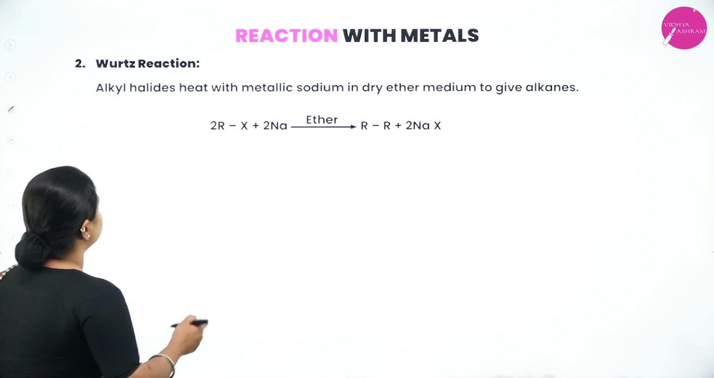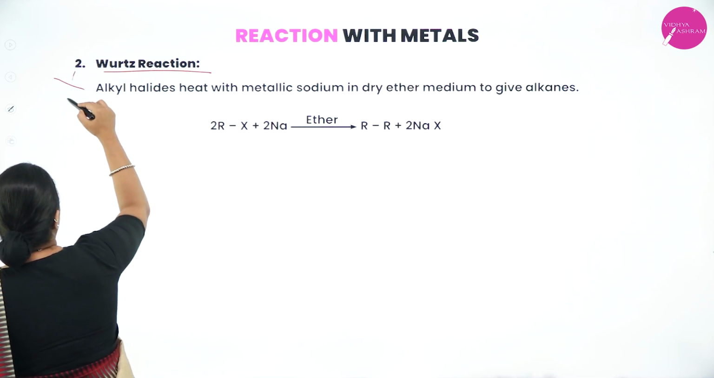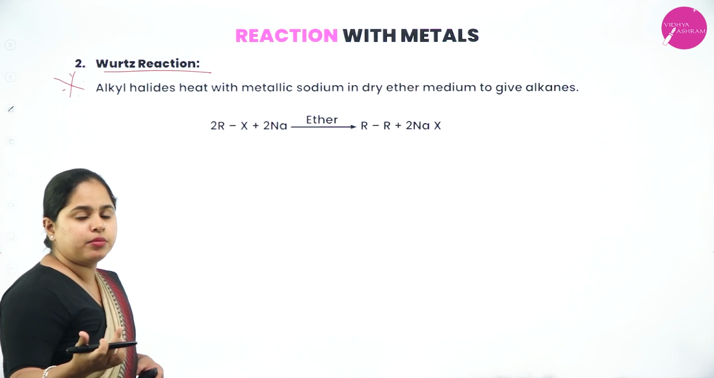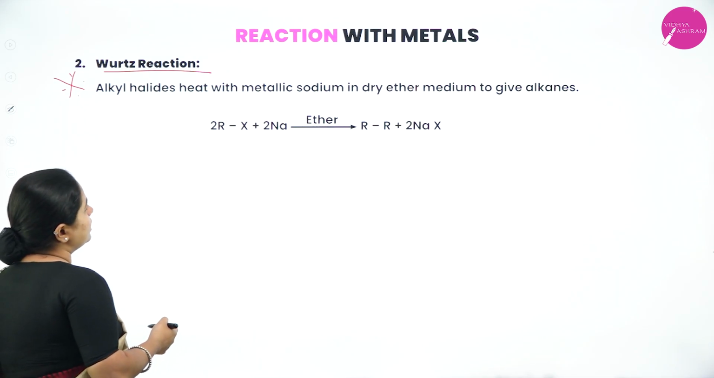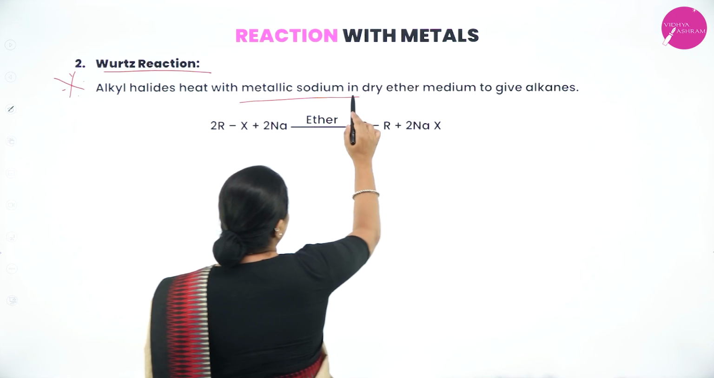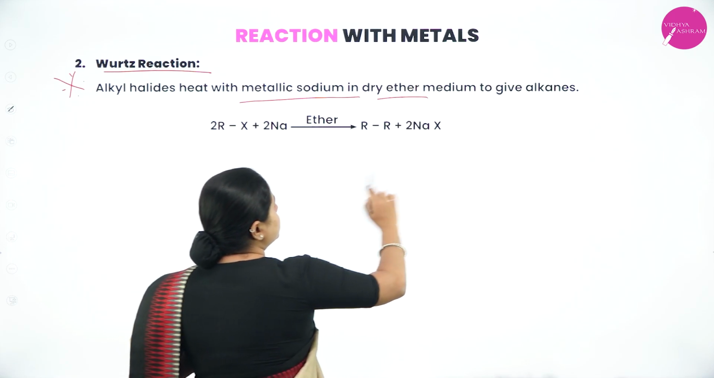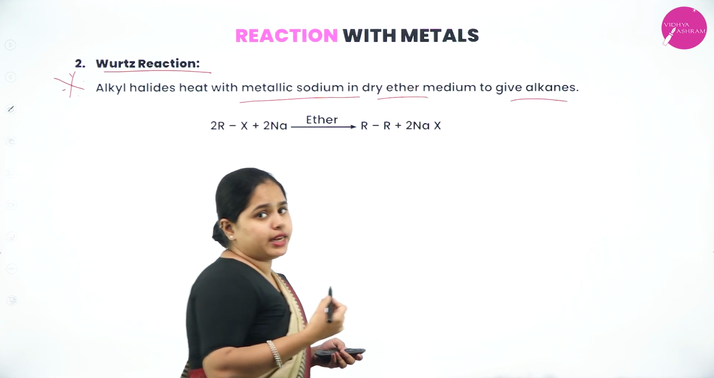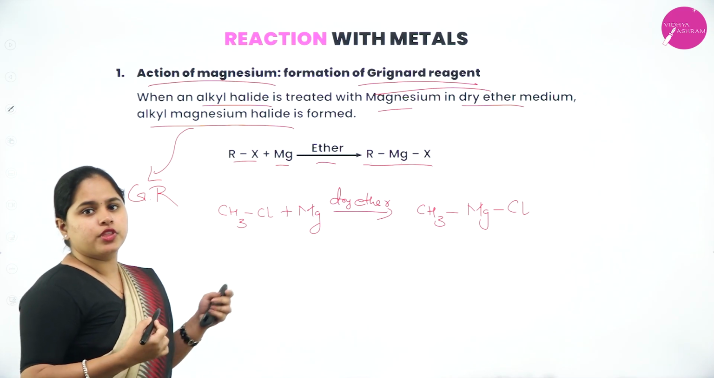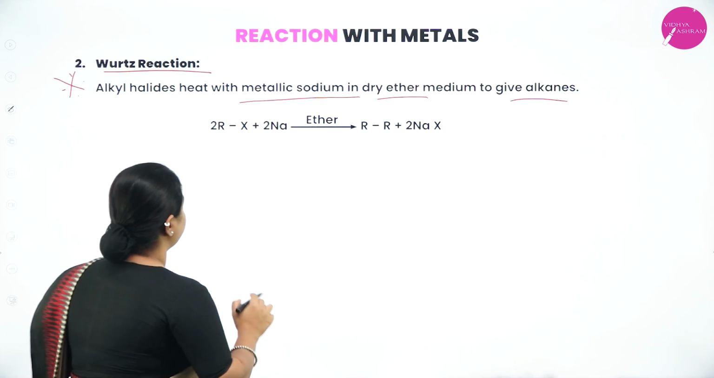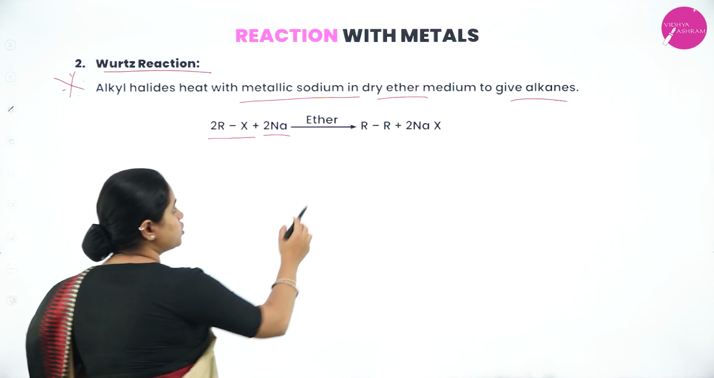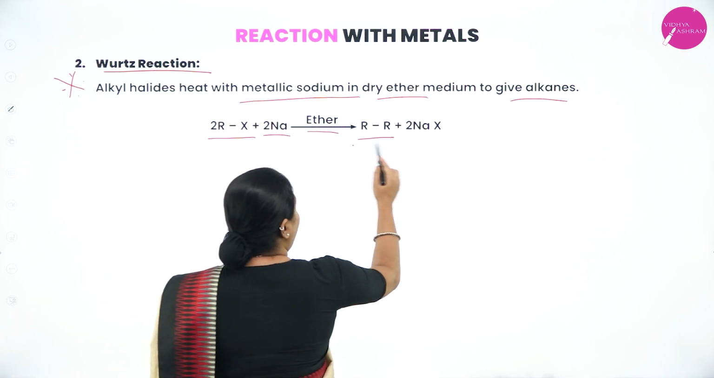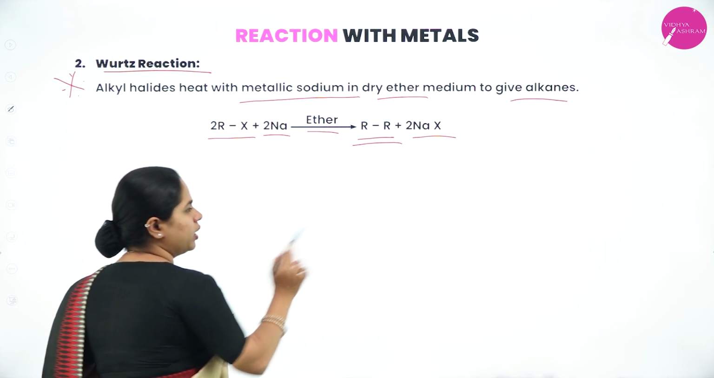Okay, moving on to the next one, that is Wurtz reaction. This is very important. Of course, as it is a name reaction, it is a very, very important reaction. Alkyl halides, when heated with metallic sodium in presence of dry ether, will give alkanes. So this was magnesium, now we are using sodium. Alkyl halides 2 moles, 2 moles of sodium in presence of again dry ether. What you are getting? Alkane, and sodium halide.